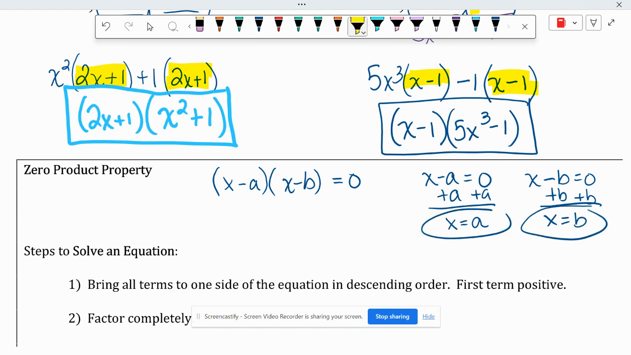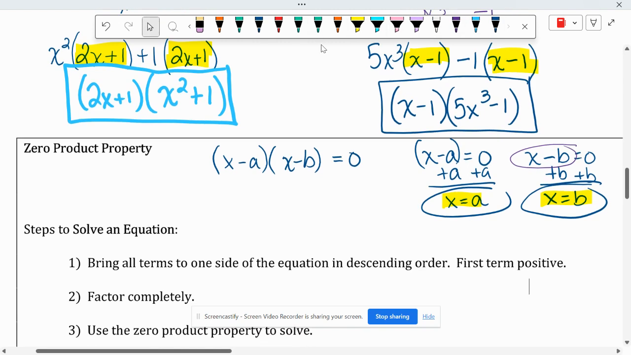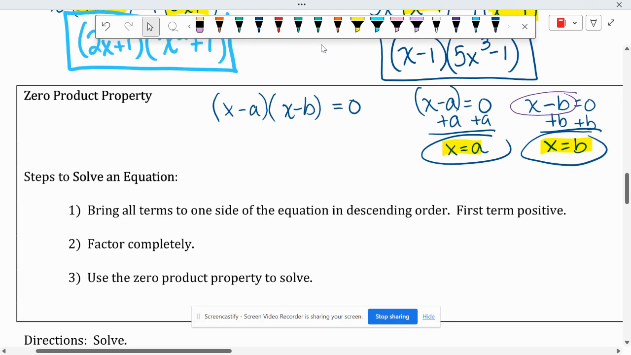This should remind you of the factored form, right? If the factor is joined by a minus sign, then the root is positive. We've actually worked with this already, right? When we did factored forms.